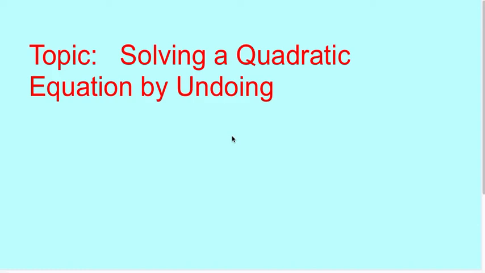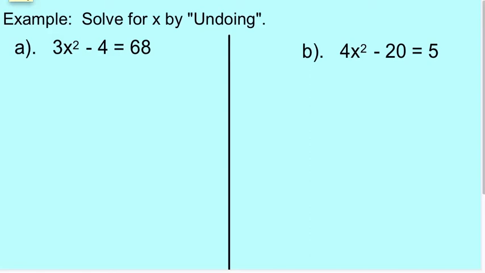We're solving a quadratic equation by undoing. There are 4 examples in this video. So first example is 3x squared minus 4 equals 68.